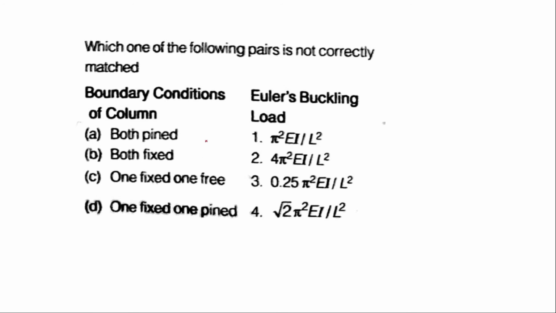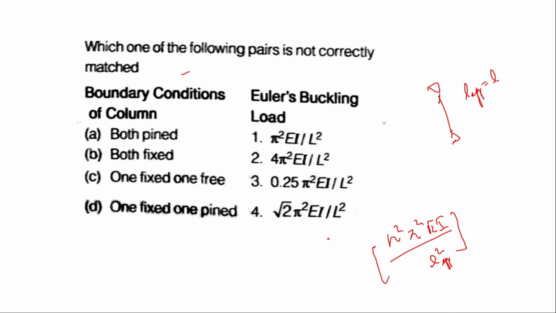So let's see the next question. Which one of the following pairs is not correctly matched? Both ends pinned. When both ends are pinned, then the effective length remains the same, that is L. So the formula for buckling load is n square pi square EI upon L effective square. So when both ends are pinned, L effective remains the same, L square, hence this is right.